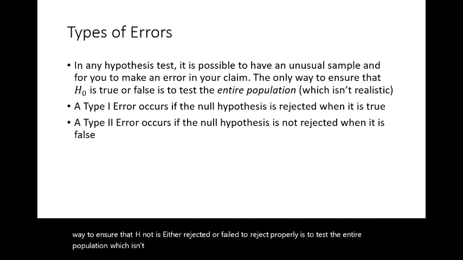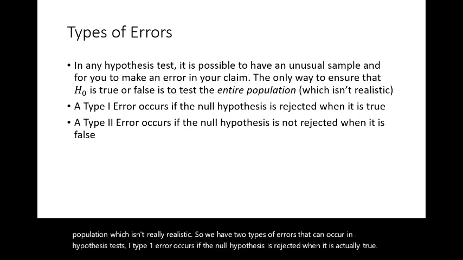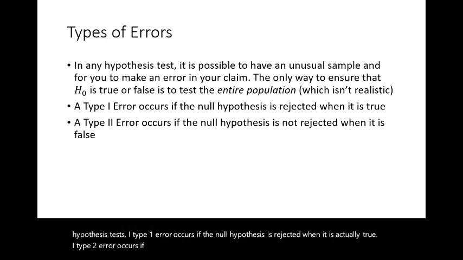So we have two types of errors that can occur in hypothesis tests. A type 1 error occurs if the null hypothesis is rejected when it is actually true. A type 2 error occurs if the null hypothesis is not rejected when it is in reality false.